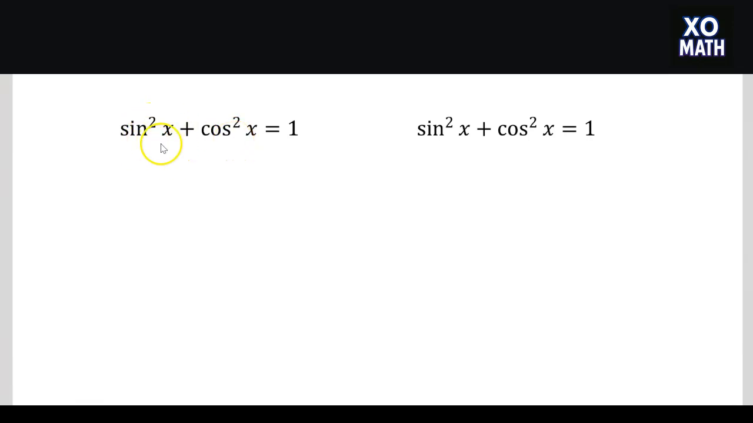So if I start with sine squared x plus cosine squared x equals 1, because this is an equation, whatever I do to one side, if I do that same thing to the other side, I'm going to get an equivalent equation. So I'm going to choose to divide both sides of this equation by cosine squared x.